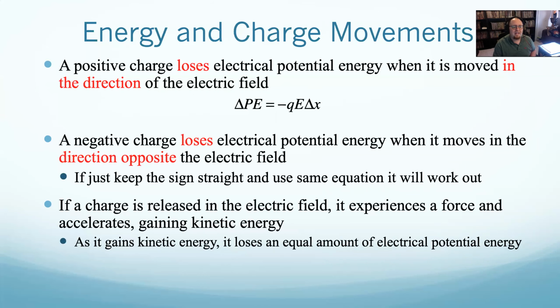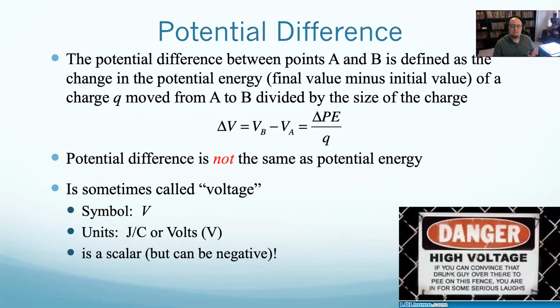And when we do that, negative E delta X, we can say that between 2 spots, for any charge, we can have a certain amount of potential difference. Potential difference is not the same as potential energy. Potential energy is negative QE delta X. But potential difference is if we divide out that Q, the potential energy divided by Q, how much it changes between 2 points. And this is just the final value minus the initial value of the potential energy over the charge.